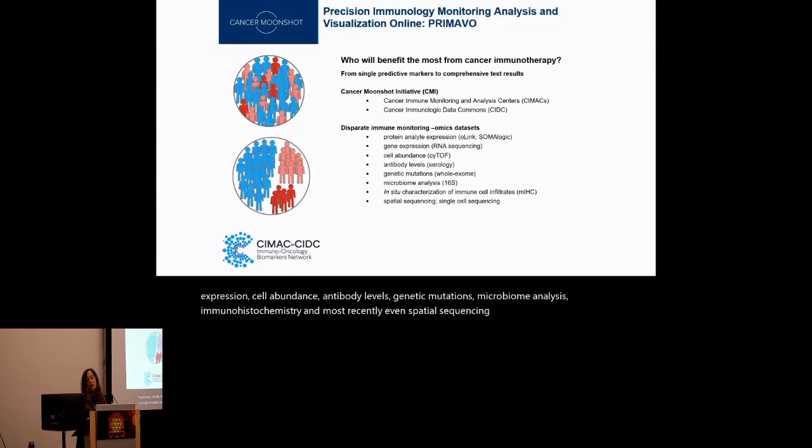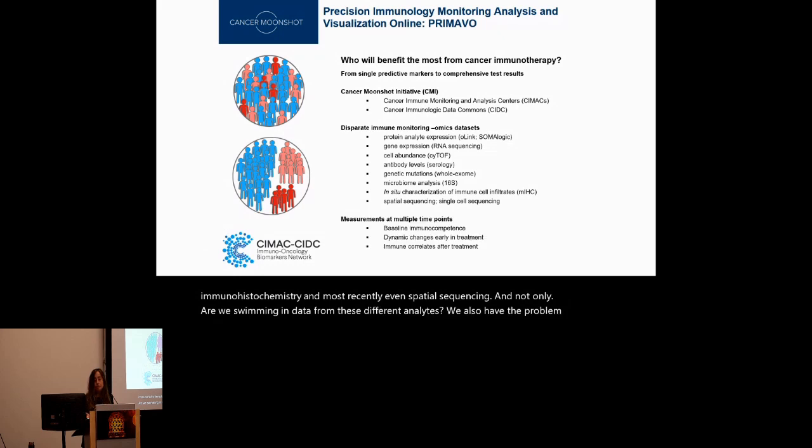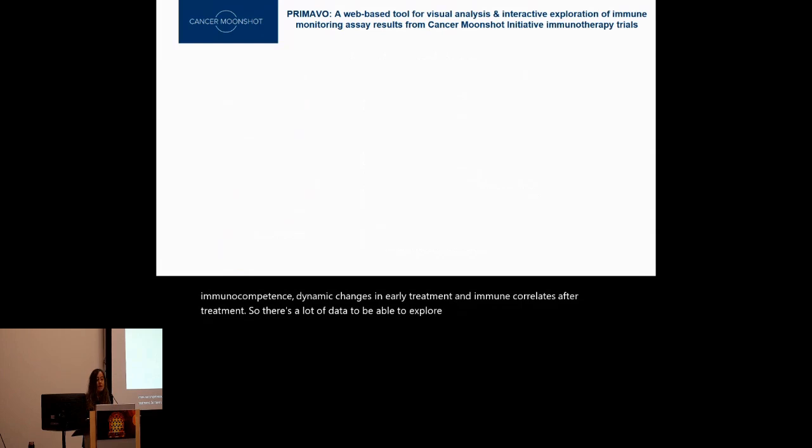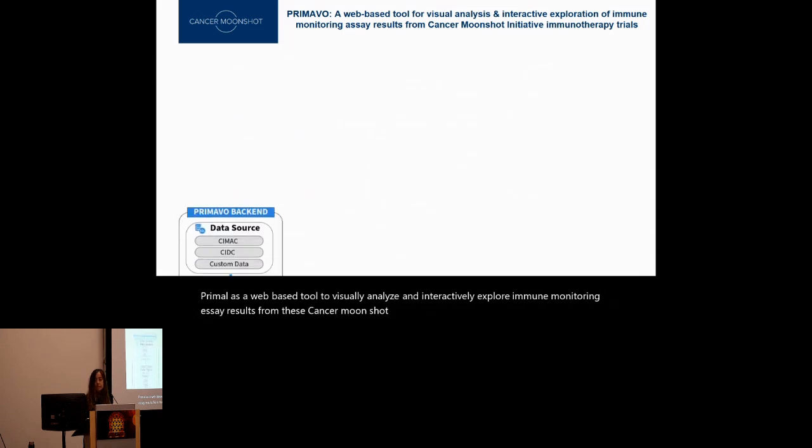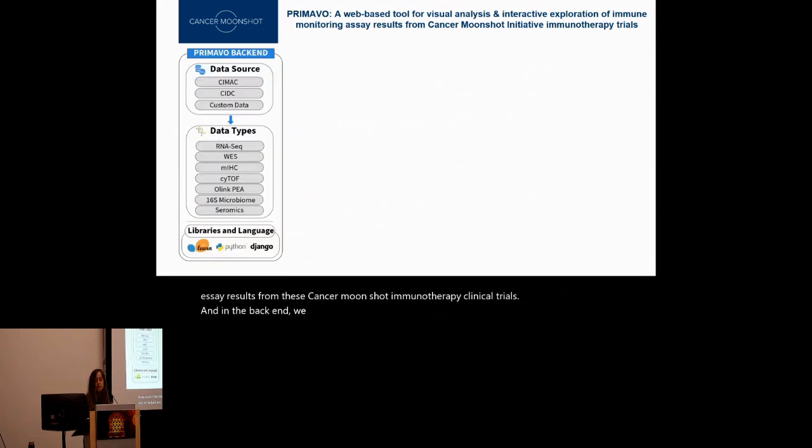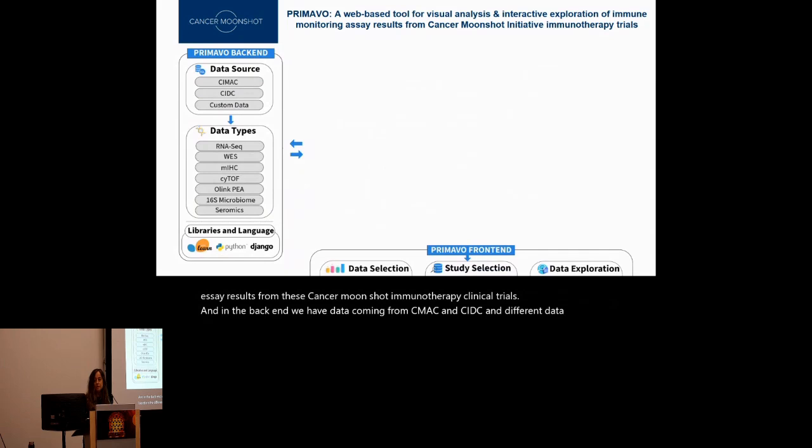And not only are we swimming in data from these different analytes, we also have the opportunity that these measurements are done at multiple time points: baseline immunocompetence, dynamic changes in early treatment, and immune correlates after treatment. So there's a lot of data to explore and interact with. We developed PRIMAVO as a web-based tool to visually analyze and interactively explore immune monitoring assay results from these Cancer Moonshot immunotherapy clinical trials. In the back end, we have data coming from CIMAC and CIDC, with different data types based on the different analytes. And in the front end, we have three different sections.